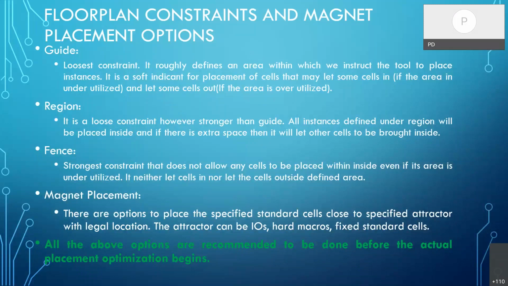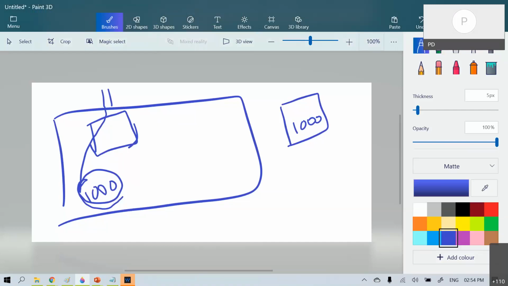In that also, the tool is giving us options: guide, region, and fence. If you define it as a guide, it's a looser constraint. What it will do, if the area is defined by giving the boundary box. Okay, every point in the tool can be taken as a box.